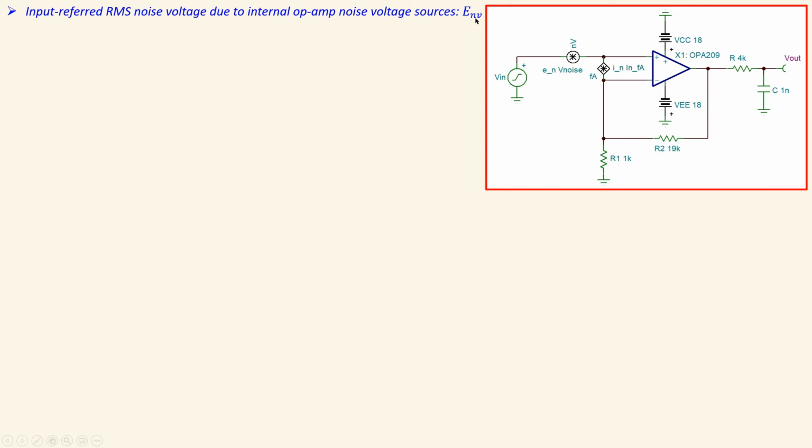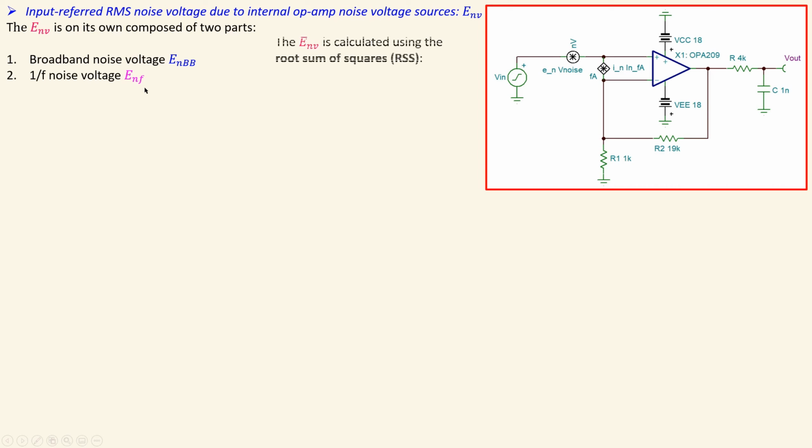So this value on its own is also composed of two parts, and we have seen the plot from the datasheet that it has a frequency dependent part and also a frequency independent part. That frequency independent part is called the broadband or the white noise voltage part, which is given by this symbol, and we have the part which is frequency dependent, which is then given by 1/f noise voltage. These two elements are both in RMS values, and we need to calculate them separately and then add them up to get the input referred RMS noise voltage due to the internal op amp noise voltage sources.